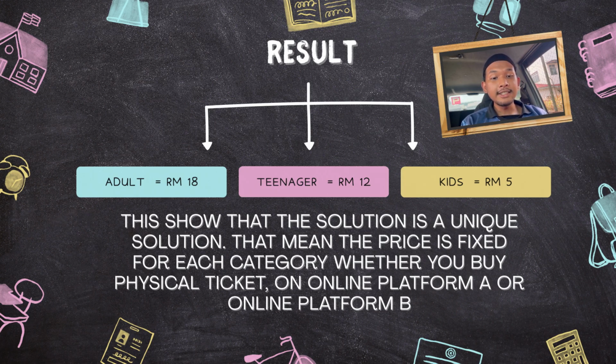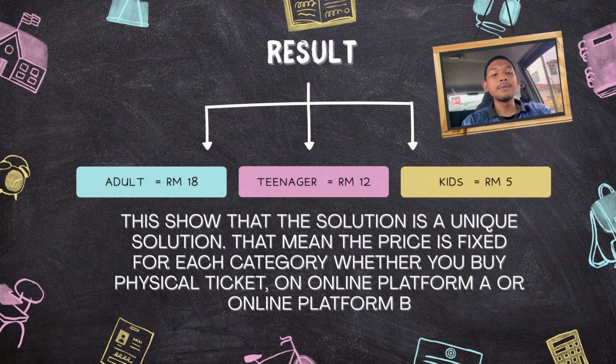What's really interesting is that our calculation gave us a unique solution. This means that these prices are completely fixed for each category. So it doesn't matter if you buy a physical ticket at the counter or purchase it online through platform A or platform B. The base price remains exactly the same. This proves that our mathematical model works perfectly to break down those hidden individual costs.